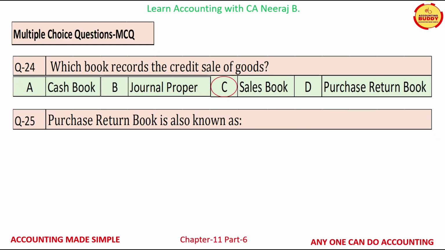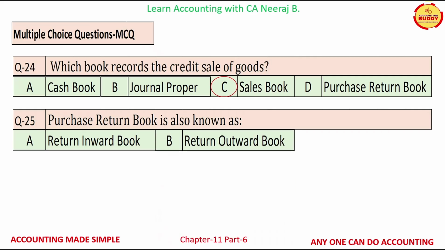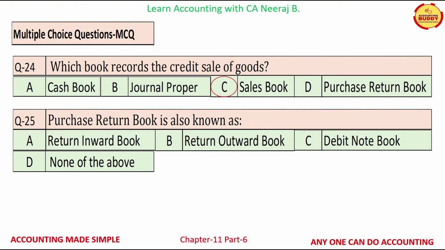Question number 25 is, purchase return book is also known as, and the available options are option A, return inward book, option B, return outward book, option C, debit notebook, and option D, none of the above. And the correct answer is option B, return outward book.